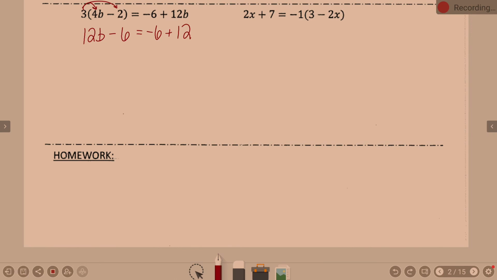Alright, now you guys can do the rest. The right side. Wait a second. The right side is negative 6 plus 12b. I just carried that down. I'm so very confused. You wrote that fast.